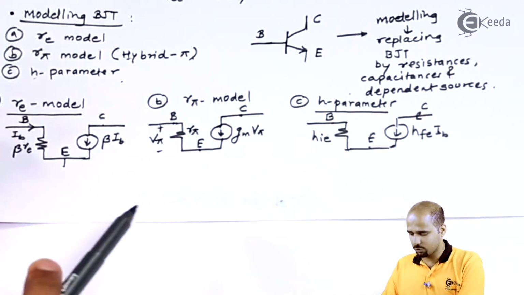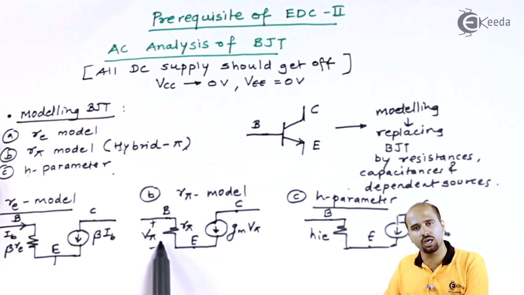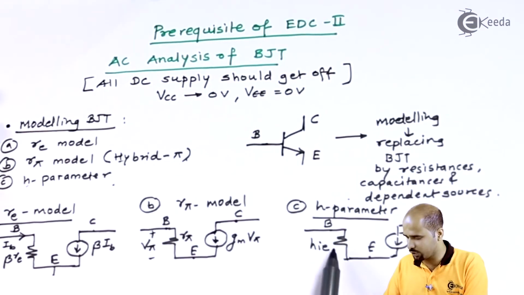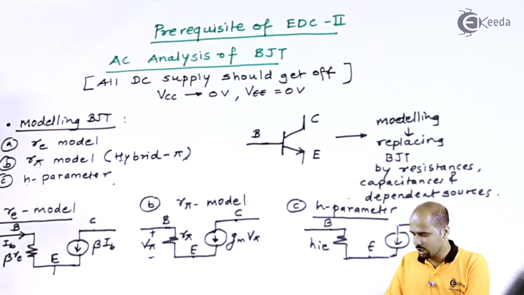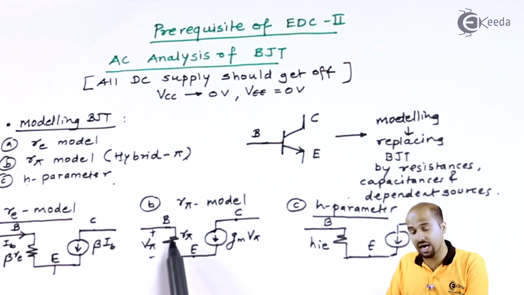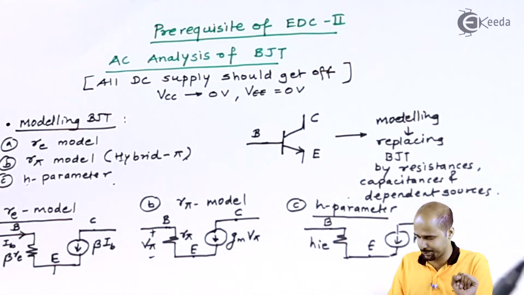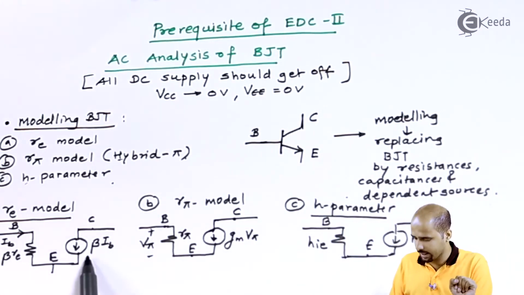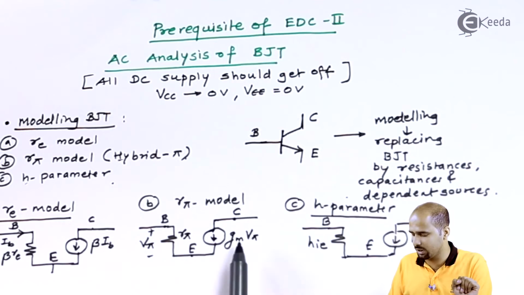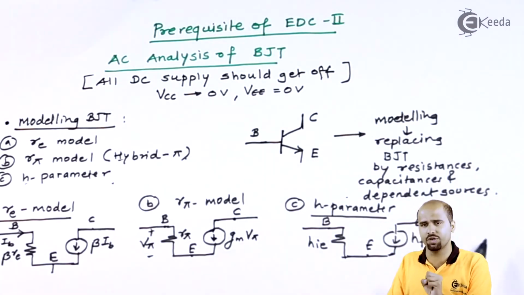So can I say that whatever value I have got over here, beta Re, is the same as that of your RPi, is the same as that of your HIE. Okay, so we'll equate beta Re, RPi and HIE, these three input resistances. Same way I can replace this beta IB by HFE IB and GM Vpi. So I can equate beta IB, GM Vpi and HFE IB.